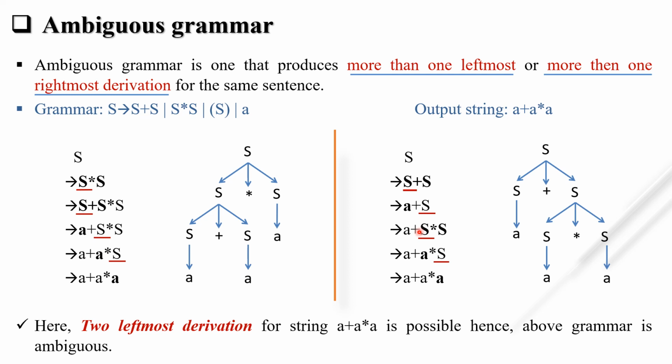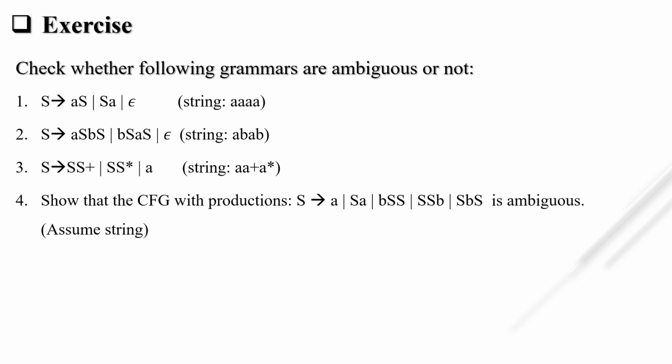So here two leftmost derivations for the string a + a * a are possible. Hence we can say this grammar is ambiguous. So if you have a grammar and you can draw more than one leftmost or more than one rightmost derivation for the same sentence, then you can say the grammar is ambiguous. These are the exercises to check whether the given grammar is ambiguous or not. These strings are asked in the GTU examination also. Thank you.